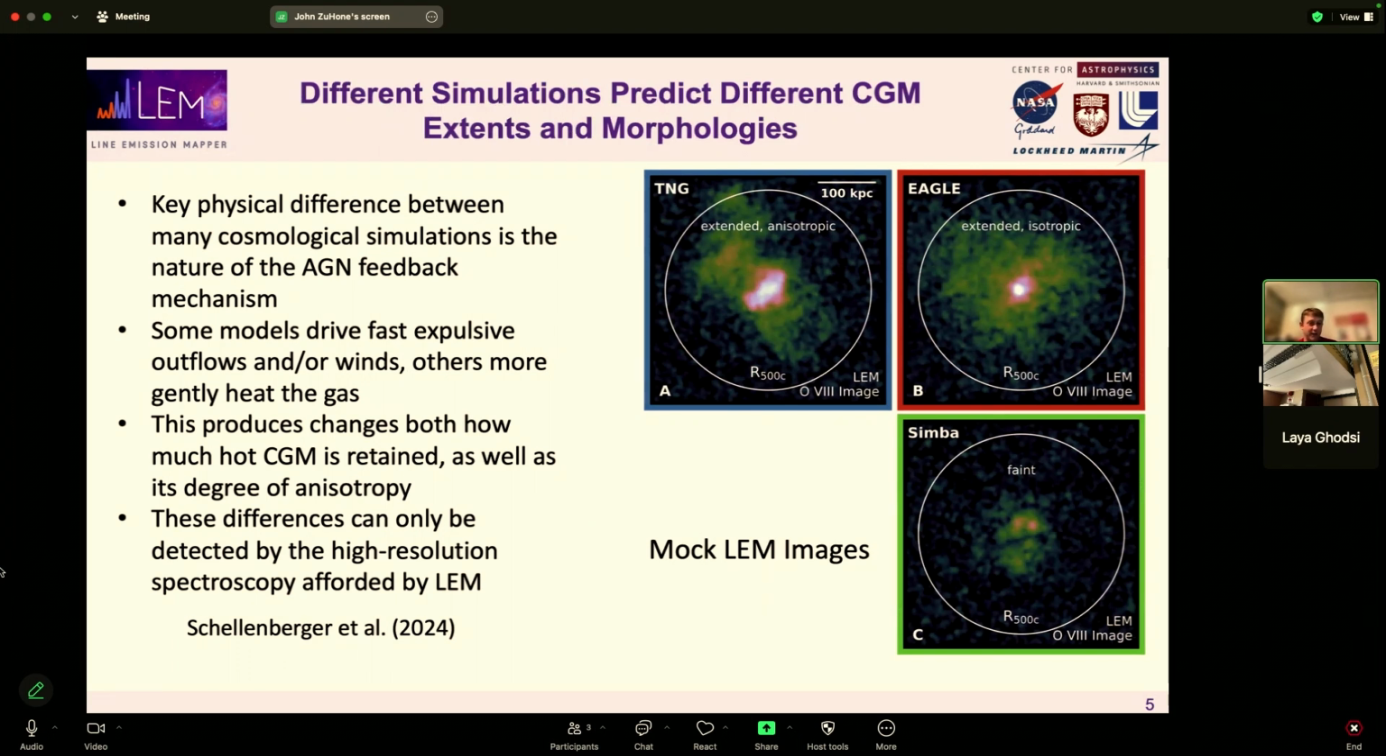So we've done a lot of explorations over the past year as to what you could do with an instrument like this. One key is to distinguish between different theoretical models of AGN feedback in the simulations, which is the key difference between a lot of these simulations. Some of these models drive fast explosive outflows and winds, others more gently heat the gas, some emphasize supernova feedback, some emphasize supermassive black hole feedback. And what you can discover if you make these mock observations that you're seeing here and look at the CGM in the narrow lines that you can only do with an instrument like LEM is that this produces changes in how much hot CGM is retained, as well as how isotropic or anisotropic it is.